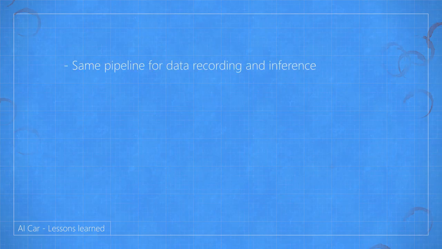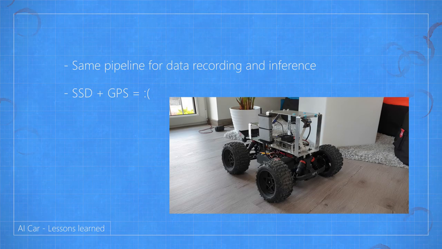Some lessons learned. Seems obvious, but make sure you have the same pipeline for recording data and inference, because they need to have a similar latency. And never put an SSD next to a GPS sensor. I had to debug for a week and a half why I supposedly kept killing my GPS modules until I found out that the signal gets blocked by the SSD that I'd taped to the side for data recording.